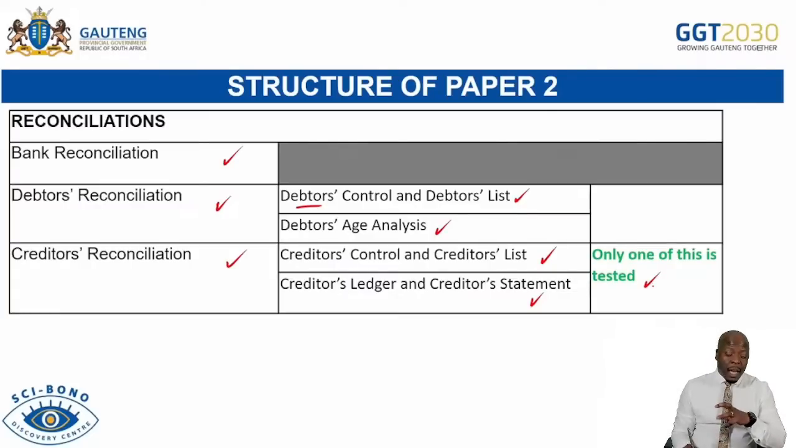Because of time, we will not be able to do all three recons. In today's class, we'll only focus on two recons: your bank recon as well as your debtors recon. I'll also not be able to do the debtors age analysis. But if you follow lessons on this platform, you'll find that there's a day that I've done the debtors age analysis. Please go look for that and use it to prepare for Monday's exam.